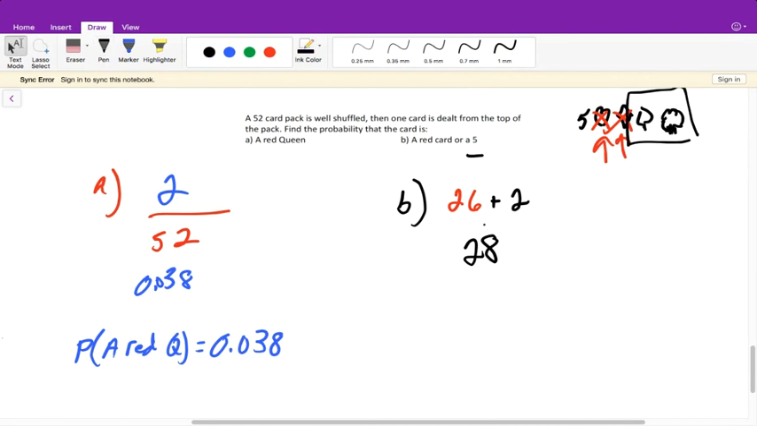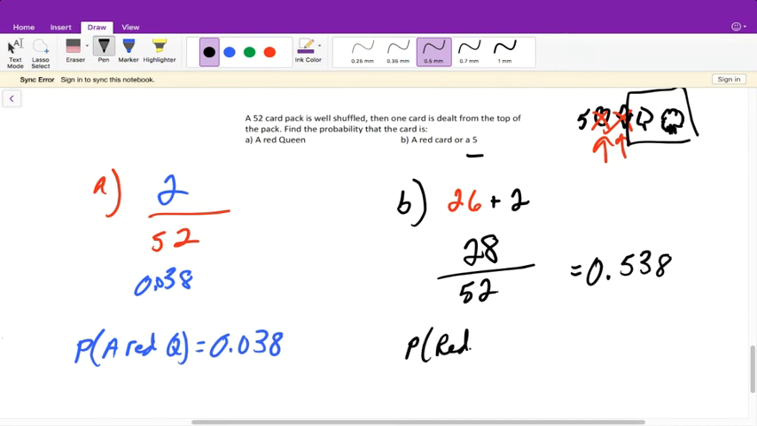So that's how many total cards we can pick that will satisfy what we want, a red or a 5. There's still 52 total cards, so 28 divided by 52 is going to be equal to 0.538. So then the probability of a red or 5 is equal to 53.8%.